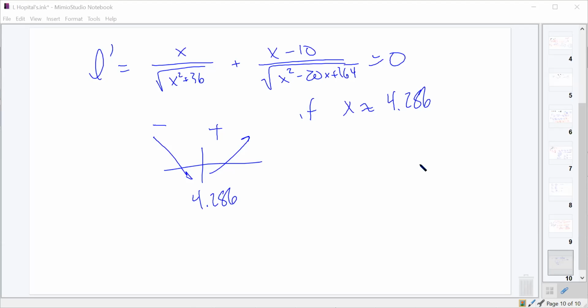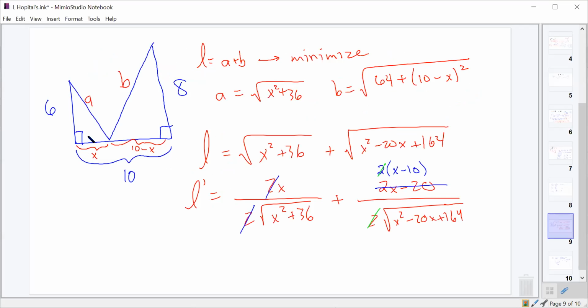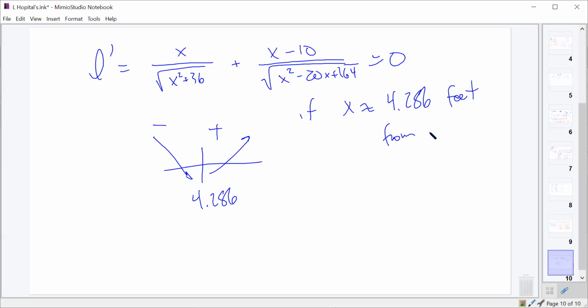Sorry, go ahead. Would that be your answer? Yeah, so we'd say x is 4.286, what was it, feet or meters? Feet. So x was the distance away from the 6-foot pole. So we'd say 4.286 feet from the 6-foot pole.